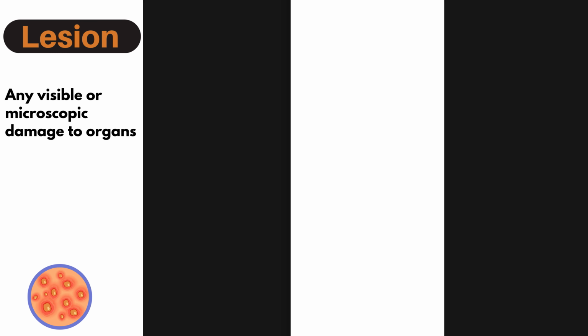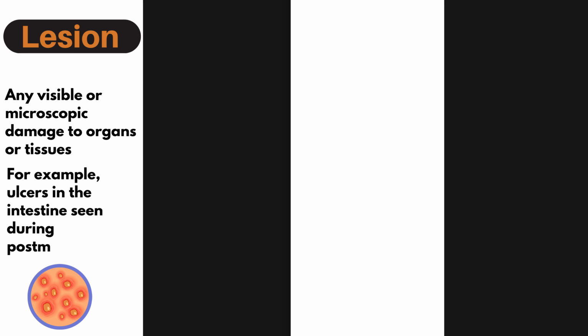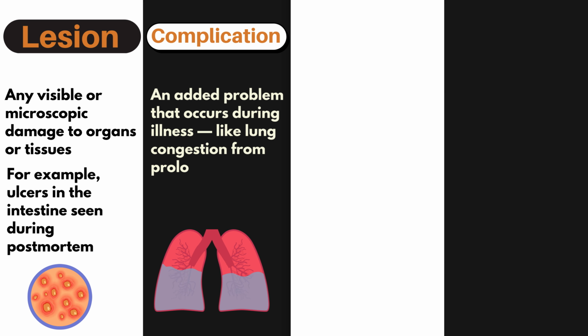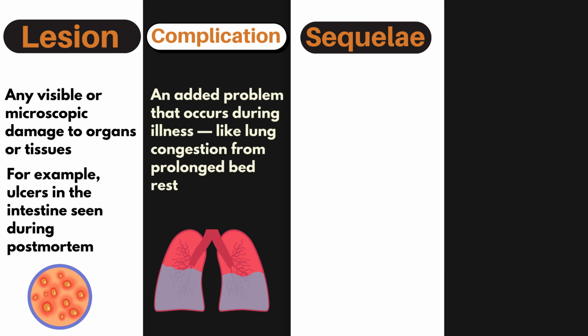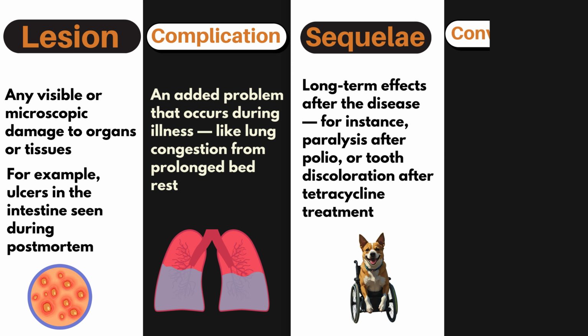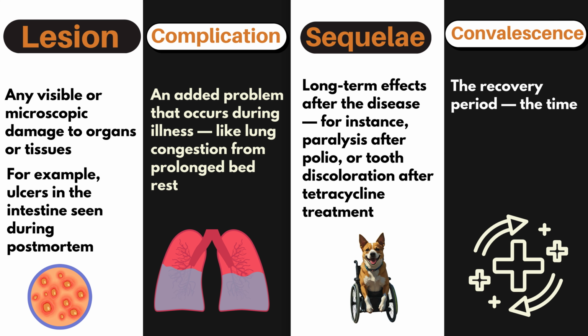Some other important terms. A lesion is any visible or microscopic damage to organs or tissues, for example, ulcers in the intestine seen during postmortem. A complication is an added problem that occurs during illness, like lung congestion from prolonged bed rest. Sequelae are long-term effects after the disease, for instance, paralysis after polio, or tooth discoloration after tetracycline treatment. Convalescence is the recovery period, the time it takes for the animal to return to full health.